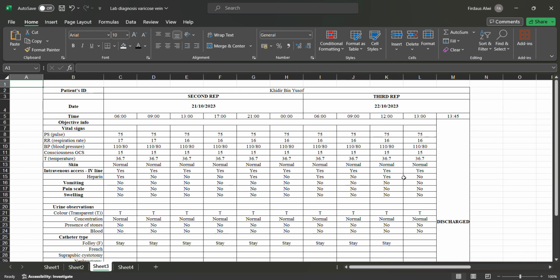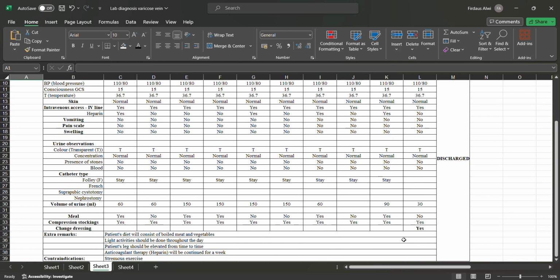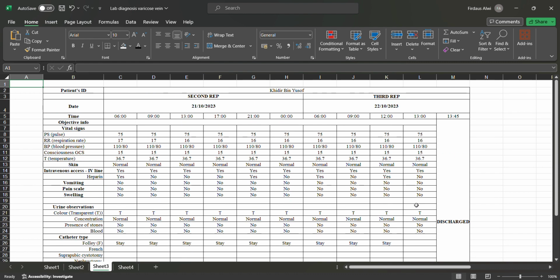But before that, I would inspect the wound area and change the dressing. And after that, I will discharge the patient at around 1:45 p.m.